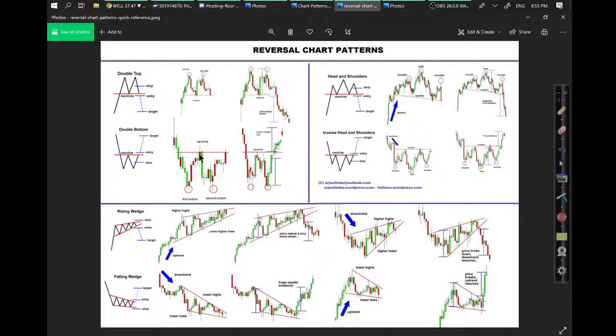Credit to whoever's chart this is, by the way. I think it's this guy here, whoever this is, Arjun Limbu. I want to give full credit because I found this on the interwebs.